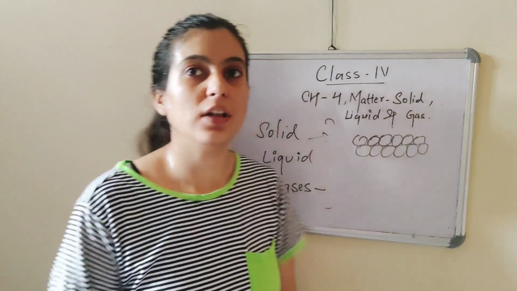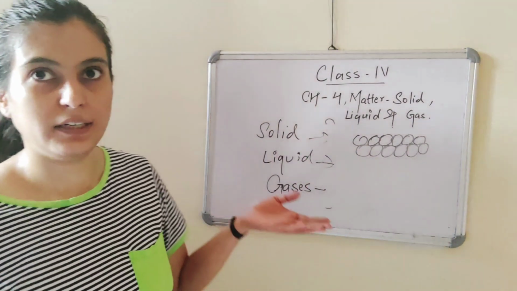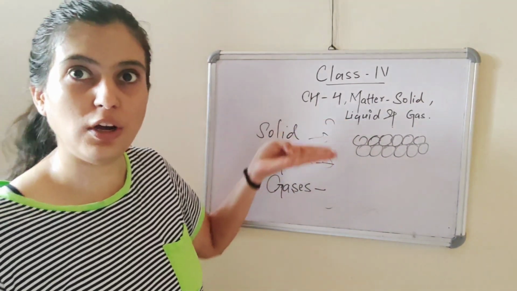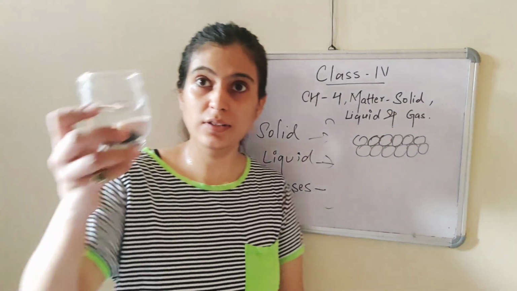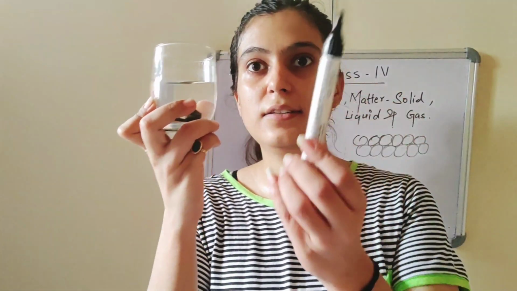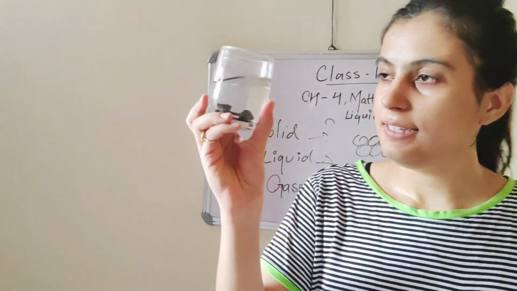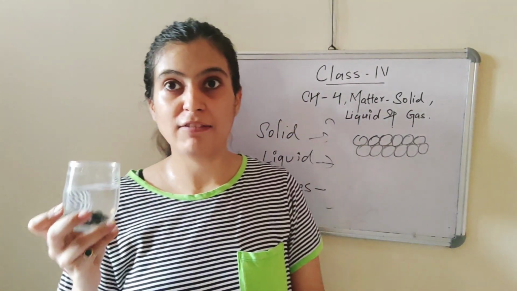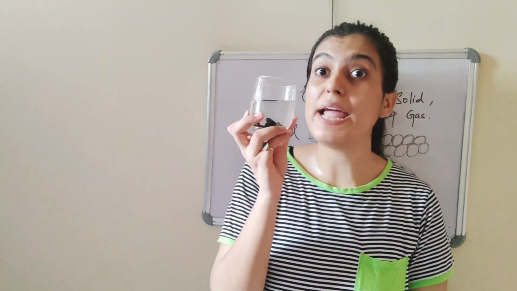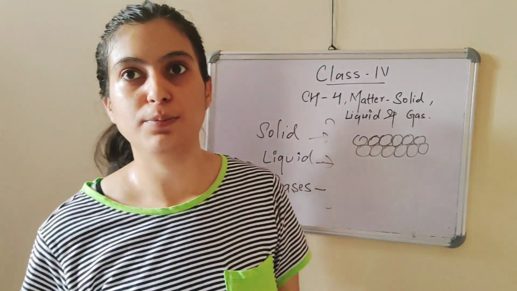Next is liquid. Now, see, if we compare solid and liquid, what will we see? This is a liquid, right? And this is a solid. We can see that this has the ability to flow, whereas solids do not have the ability to flow. Why is that? This is also because of the molecular arrangement.